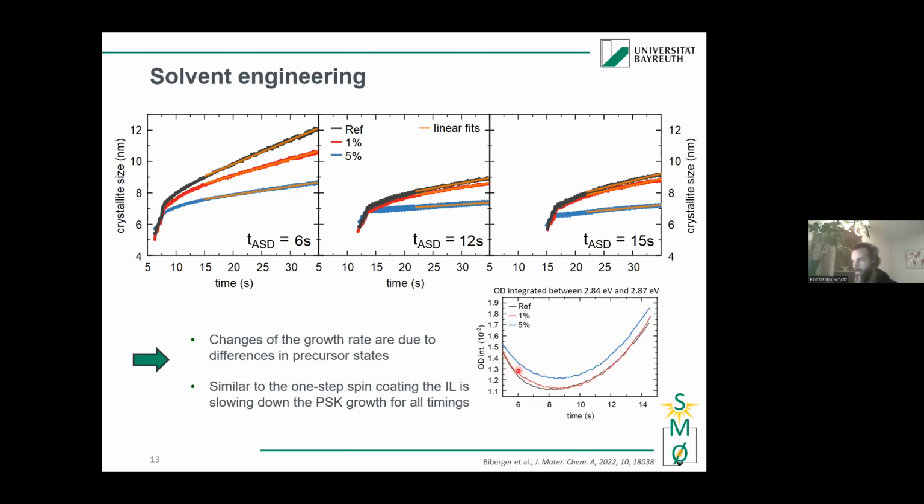It is a little bit of a pity that we don't have access to the concentration directly, but what you can see is that for one timing, for example, for the 6 seconds, the higher the optical density at this energy, the slower the growth rate is. This is also true for the 12 seconds. Here, the black one and the red one are quite close together. Also, the corresponding growth rates are quite close together.